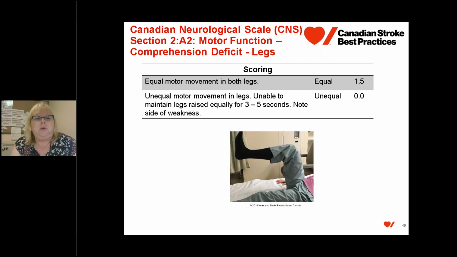When we look at equal motor movement, that's how you would score equal versus unequal. Patients not able to maintain their leg raised equally for 3 to 5 seconds, not able to overcome gravity, has mild drifting. Again, we would indicate the side of weakness with either an R or an L.